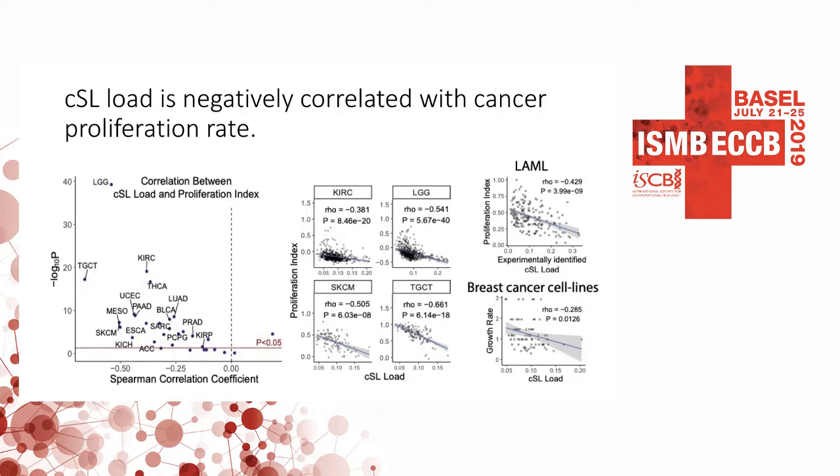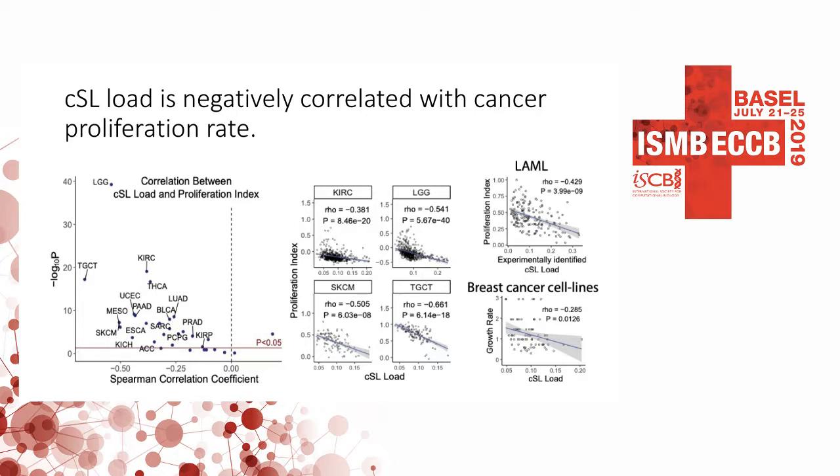This is a negative log p value. Most of them are on the negative side, below 0. Even if you look at individual cancer types, you find a strong negative correlation of -0.5, -0.6, and so on. We repeated this. This was using a computationally identified SL network, but we also collected SLs from experiments, double knockout CRISPR or shRNA experiments that are publicly available. We have an experimentally identified SL network, and we also find a significant negative correlation between proliferation and CSL load.